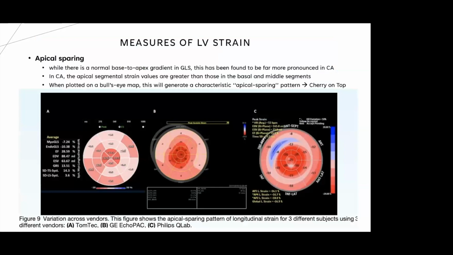So in cardiac amyloid, when we do this bullseye, we typically see this apical sparing pattern. Our apex is moving great, but the rest of the heart is not as mobile. And we describe this as the cherry on top as well. Depending on what vendor you're using, your bullseye plot may look a bit different. So the TomTec is panel A, GE is panel B, and Philips is panel C. But similar idea across all vendors.